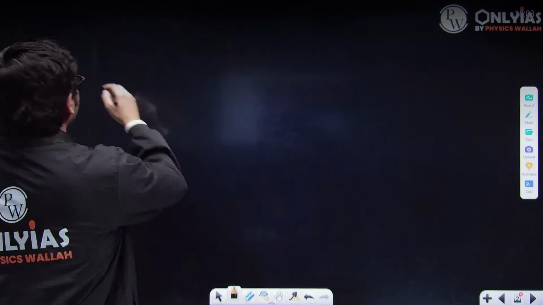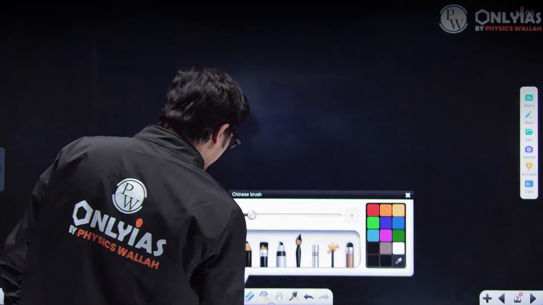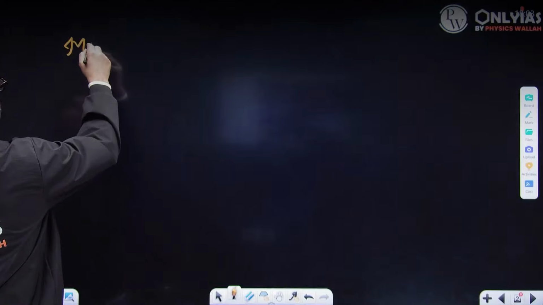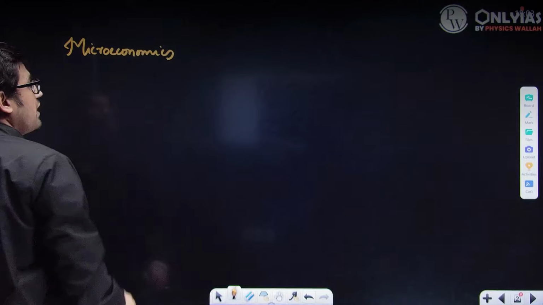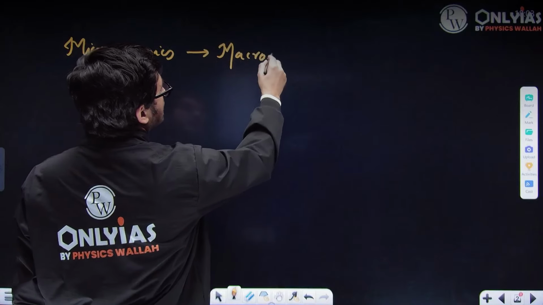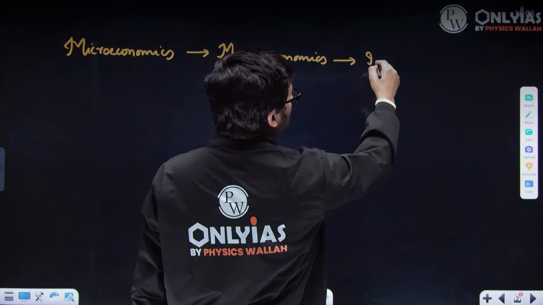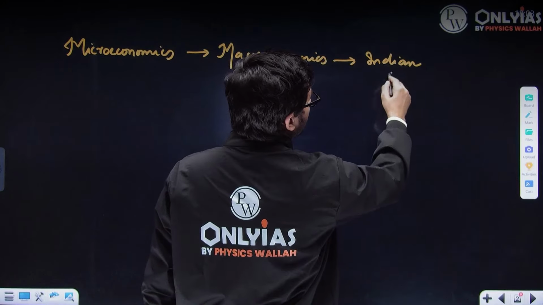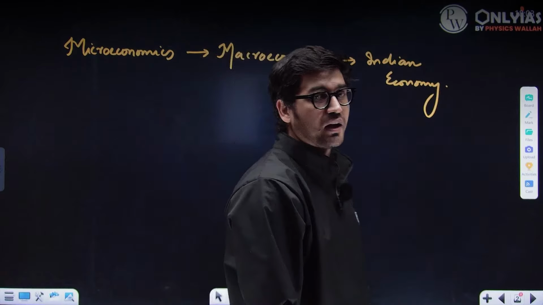The course plan is going to be, in the beginning, we'll be talking about a few aspects, which will be microeconomics. Once we are done with a few classes on microeconomics, we will move to macroeconomics, and from macroeconomics, we will move to the Indian economy. This is what the course plan is going to look like.